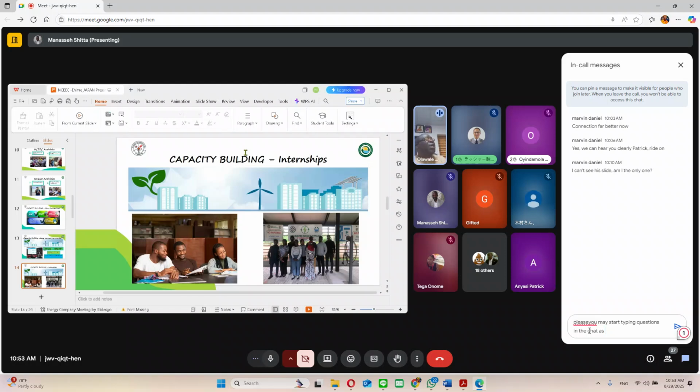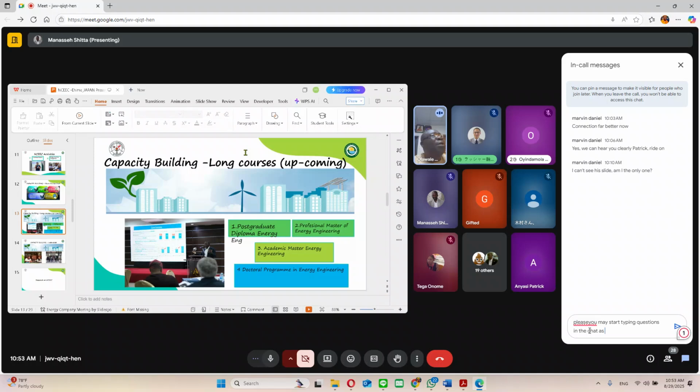So we are developing capacity building in the area of academics. We're developing curriculum for a postgraduate diploma in energy engineering, a professional master's, Master of Energy Engineering, and an academic master's in energy engineering. Currently, the universities in Nigeria are not offering courses in energy engineering, and we are the pioneering research center that has shouldered that responsibility.